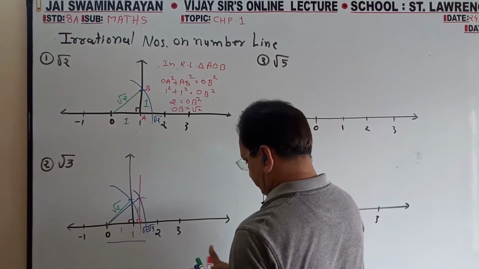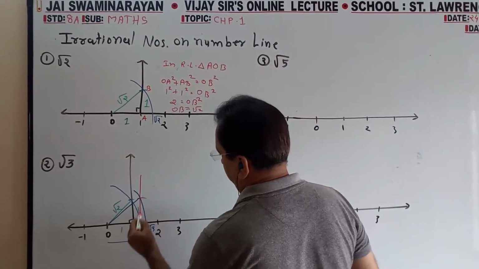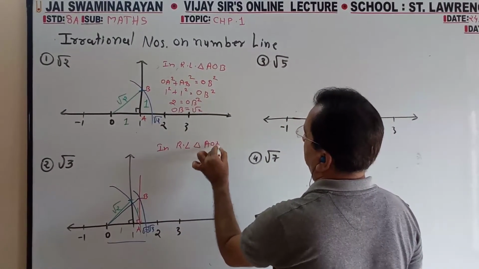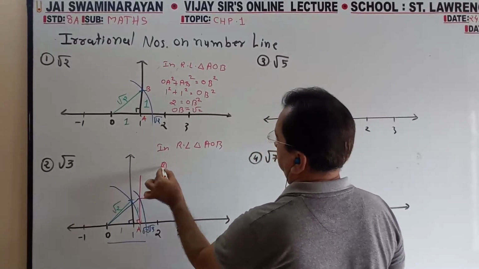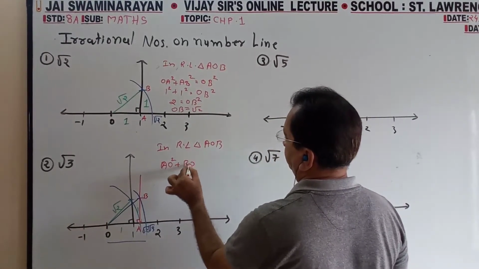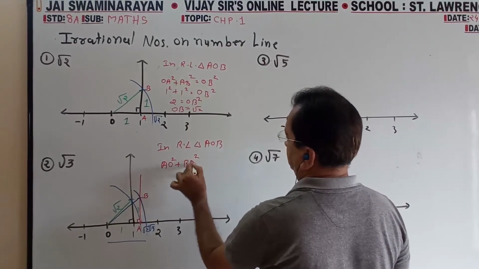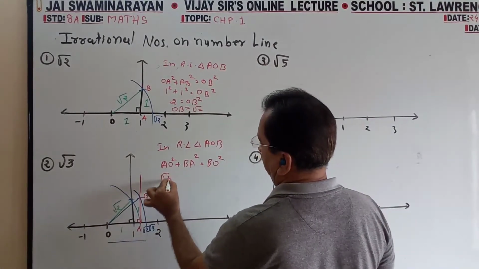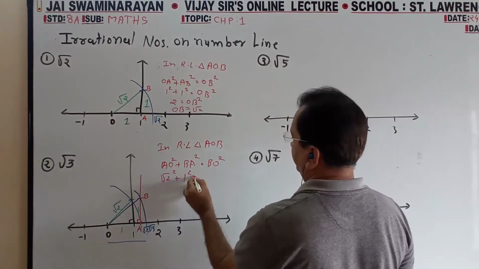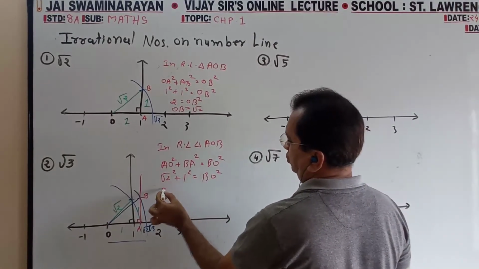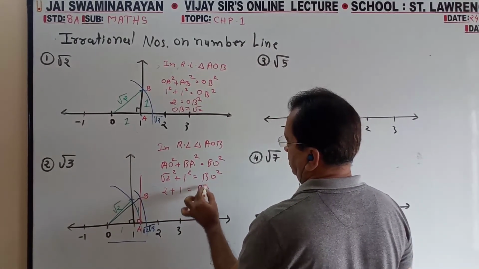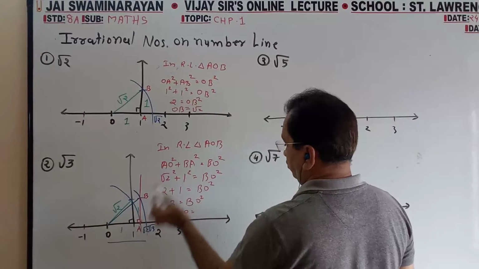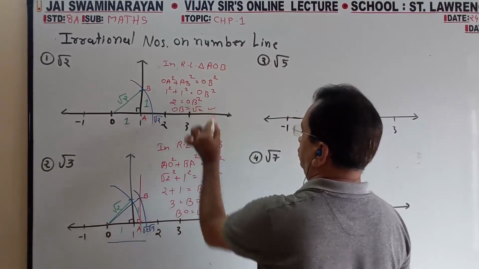So now again O, A, B in right angle triangle AOB, AO square plus BA square is equal to BO square. So this one is root 2 now, this one is 1 now. So root 2 squared is 2, 1 is 1. This is BO square. This 3 is equal to BO square. So BO is the square root of this, it is root 3. So you got root 2, you got root 3.